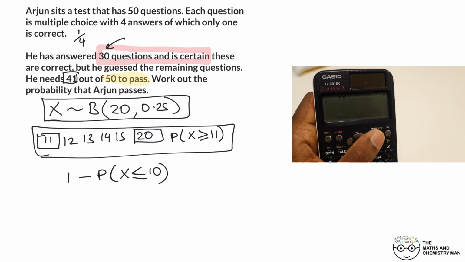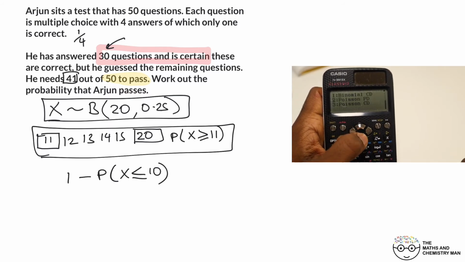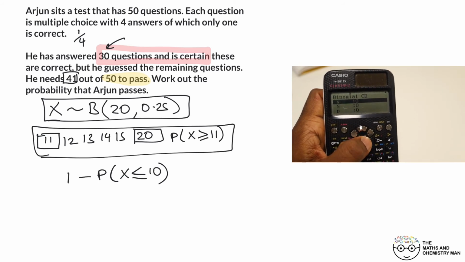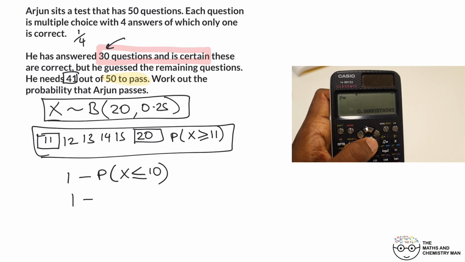So how are we going to find this? Well, we'll need our distribution again. There it is, distribution. We'll need the binomial CD, the cumulative distribution, variable. And we're looking for x here as 10. Fill in n. What's n? N is 20 because there's 20 questions. And then the probability that he gets one right is 0.25. So we'll fill that in too. There we go. There's our probability. That's 1 minus 0.996.